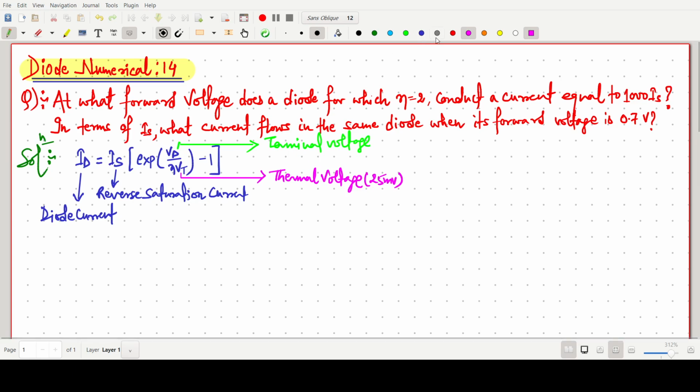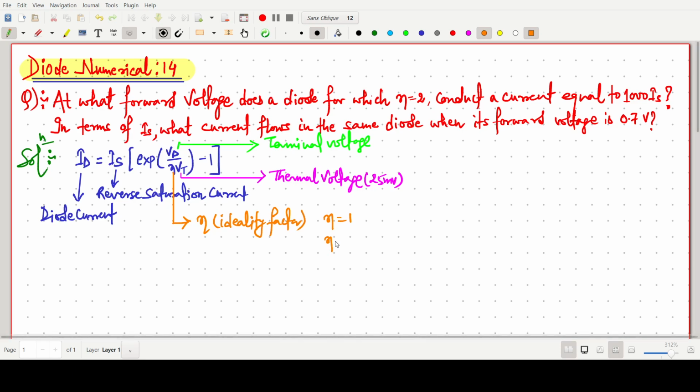One more important thing is there, that is our eta. This eta is called the ideality factor, and its value is either eta equals 1 or eta equals 2. In the question it is given as 2.